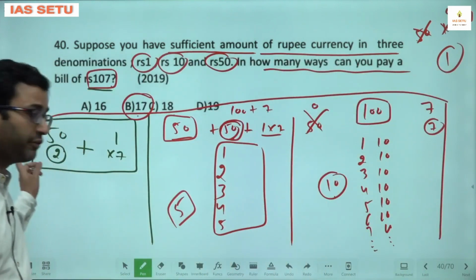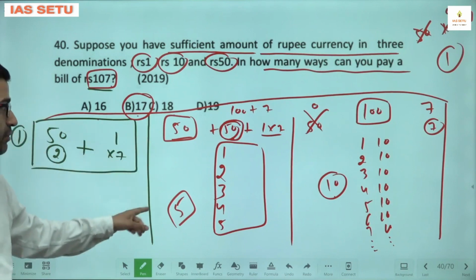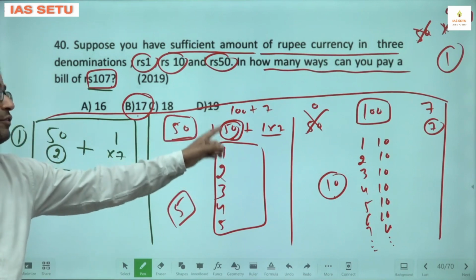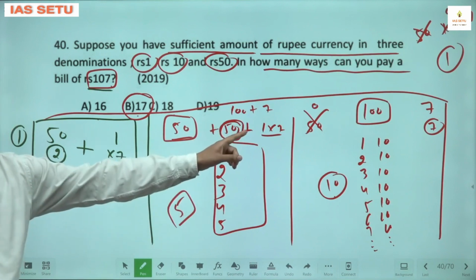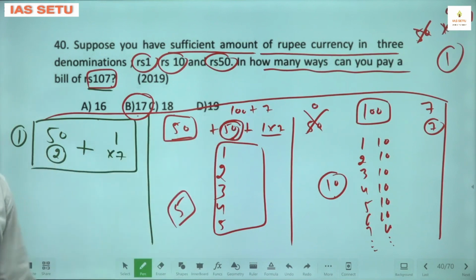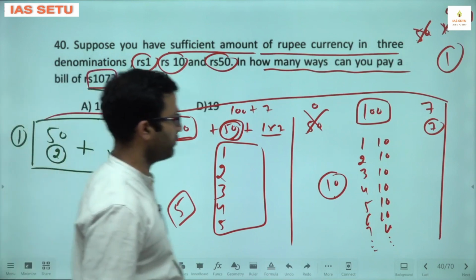So you start with 50 two currency notes, 50 one, 50 zero, then 50 and 10 zero, only 1 rupee. So you see how many different ways you can pay the bill of 107. So it is 17 different ways.